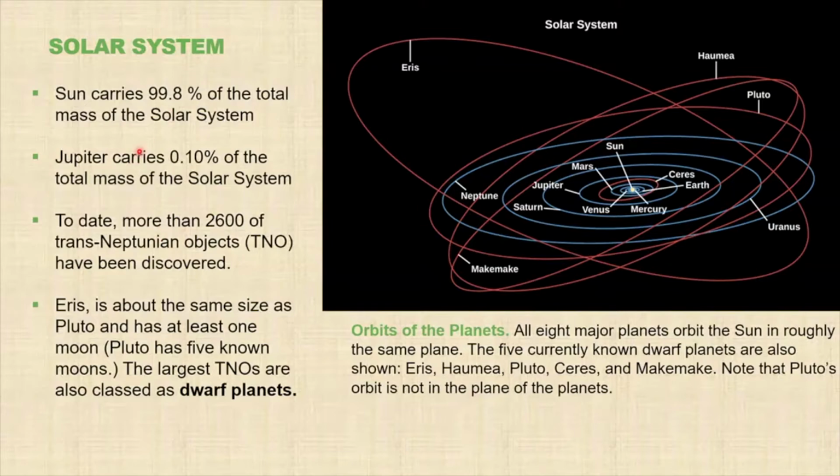And next to it is Jupiter. So 99.8% is the Sun, and Jupiter carries 0.10%, and that's 99.9%. So only 0.1% is carried by the rest of the planets, including Mercury, Venus, Earth, Mars, Saturn, and all these objects in the region we call the Kuiper belt. These objects are TNOs, trans-Neptunian objects, the objects that are outside of Neptune.